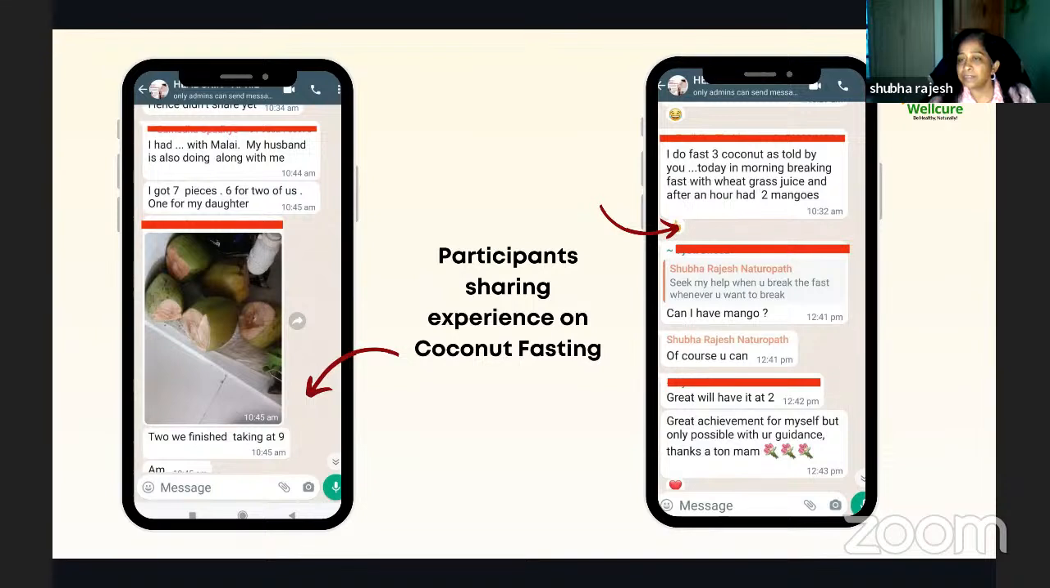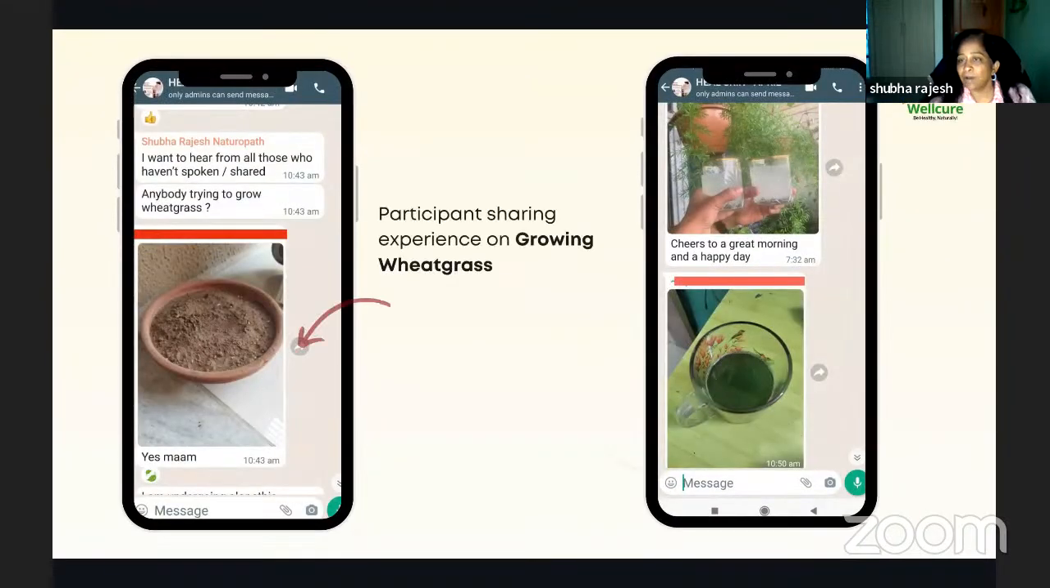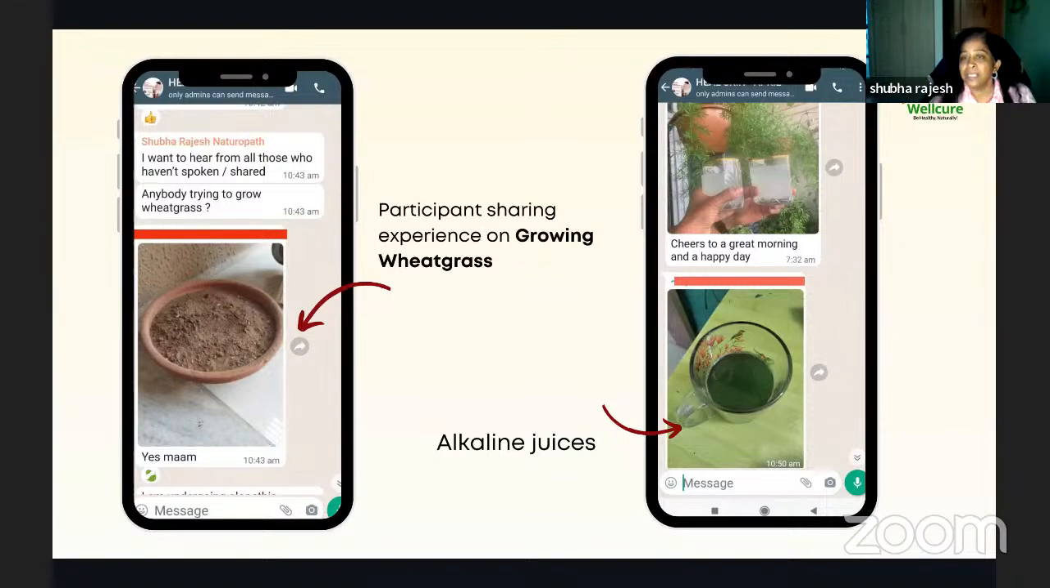I can't fast. All the more reason then you should fast. There are many more questions about fasting. See, fasting is a very amazing thing that you can do for your health. But having said that, it's a very delicate thing. It has to be dealt with very carefully.